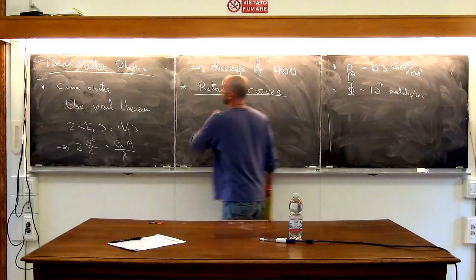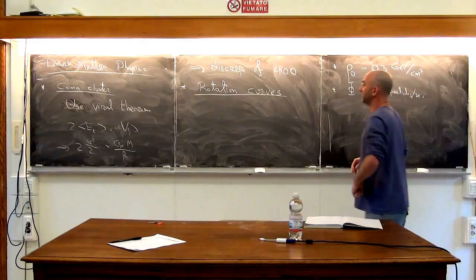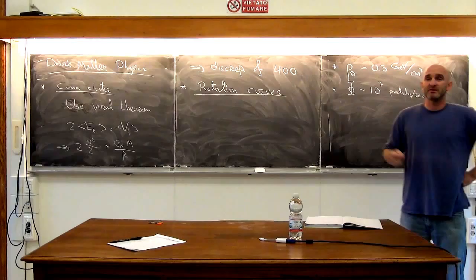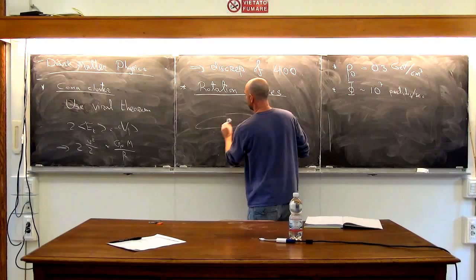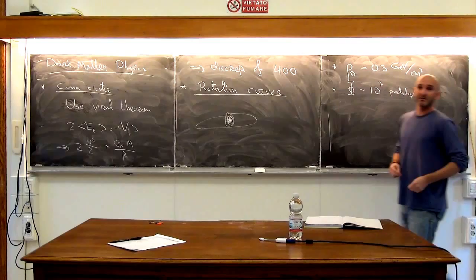So this is a different size, different scale. This is a galaxy cluster, you know, galaxies. And what you do is you measure the velocity of a galaxy, and you measure the velocity of stars that are rotating around the galactic center. And then you move further out, because most of the mass is in the galactic center.